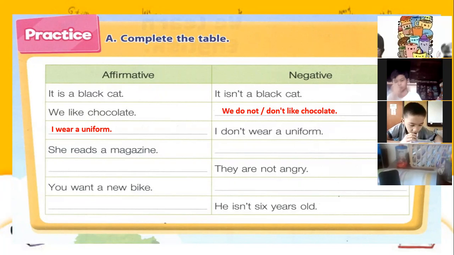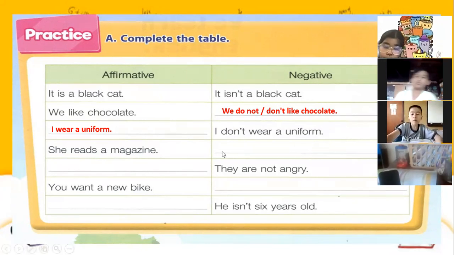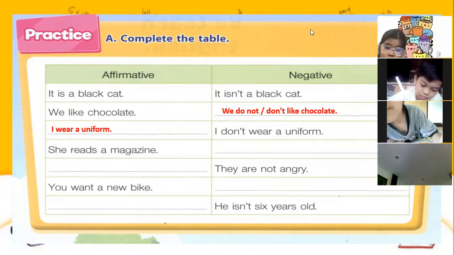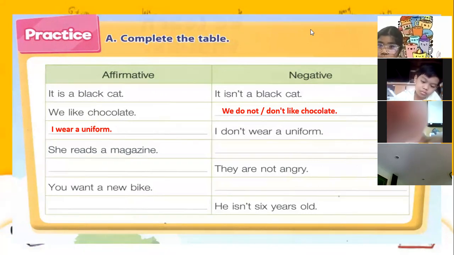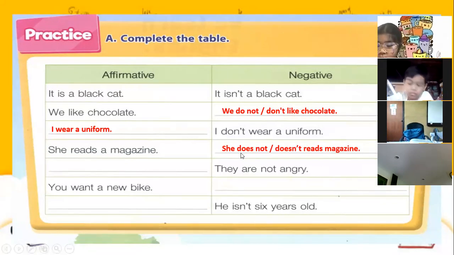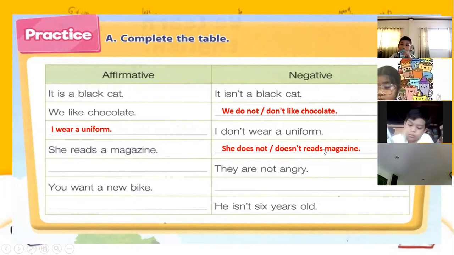What will be the negative sentence of "she reads a magazine"? She don't read a magazine. She does not. Okay, she does not. We are going to use does and does not for he, she, it. So she does not read a magazine, or you can say she doesn't read a magazine. Students, here they're having "a." So she does not read a magazine.